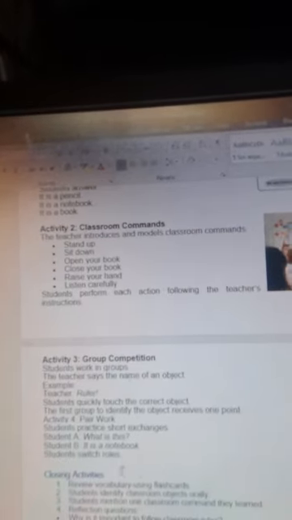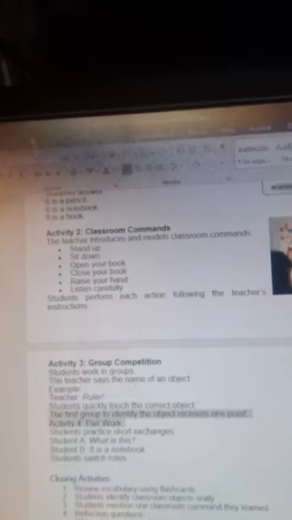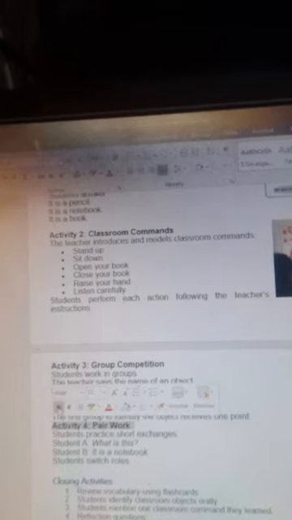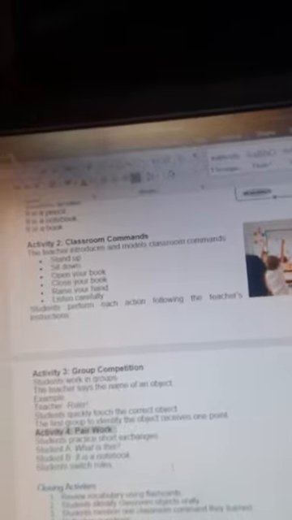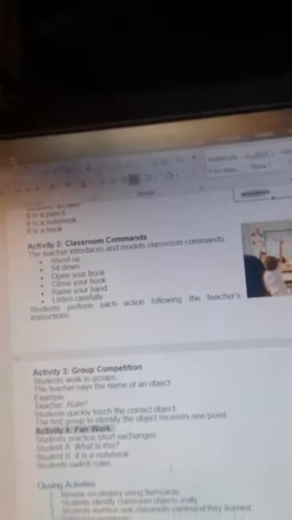Activity 4, pair work. In this activity, students practice short exchanges. For example, student A: what is this? Student B: it is a notebook. Students switch roles.